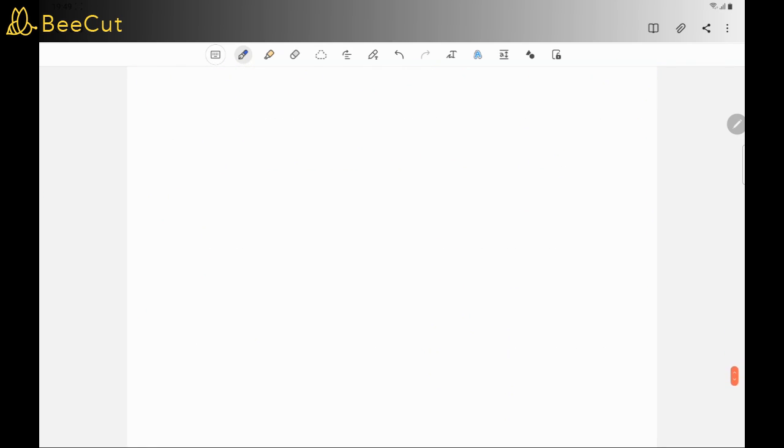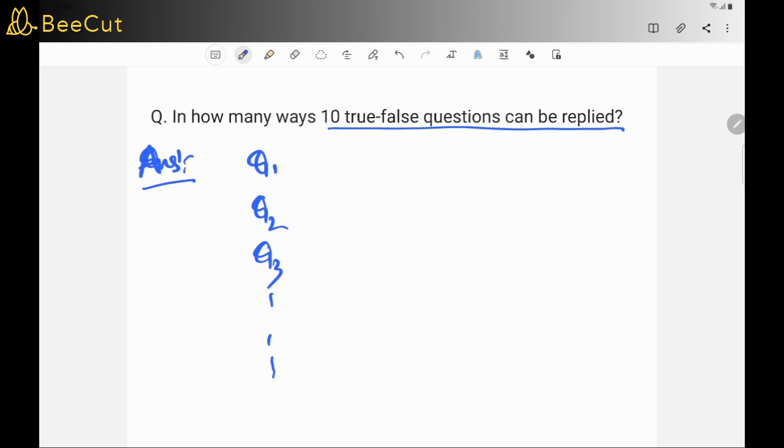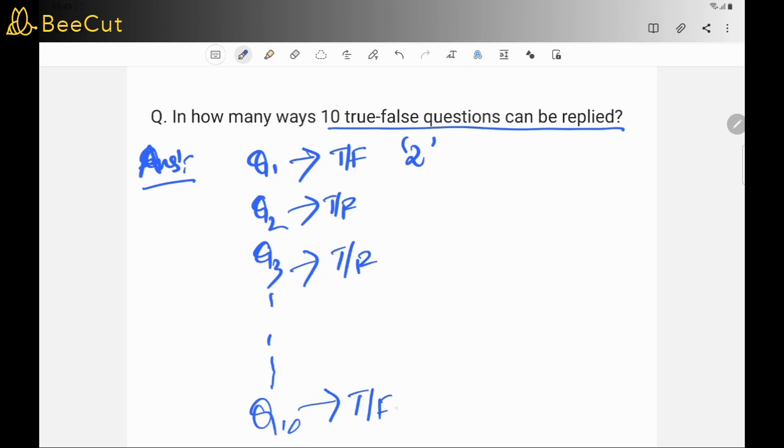Now let us look at another question. The question is as follows. In how many ways can 10 true and false questions be answered? So there is question number 1, question number 2, question number 3, and similarly 10 questions. We can answer each in true or false. Each question can be answered in 2 ways. So the total number of ways in which they can be answered is 2 to the power 10.